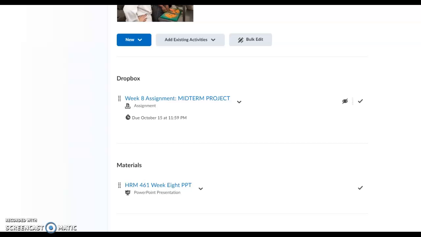This is week number 8, and this happens to be our midterm period, believe it or not. We are halfway done with the semester. This is week number 8 of the course, with 7 more weeks to go after this, as we have 15 weeks within this semester.